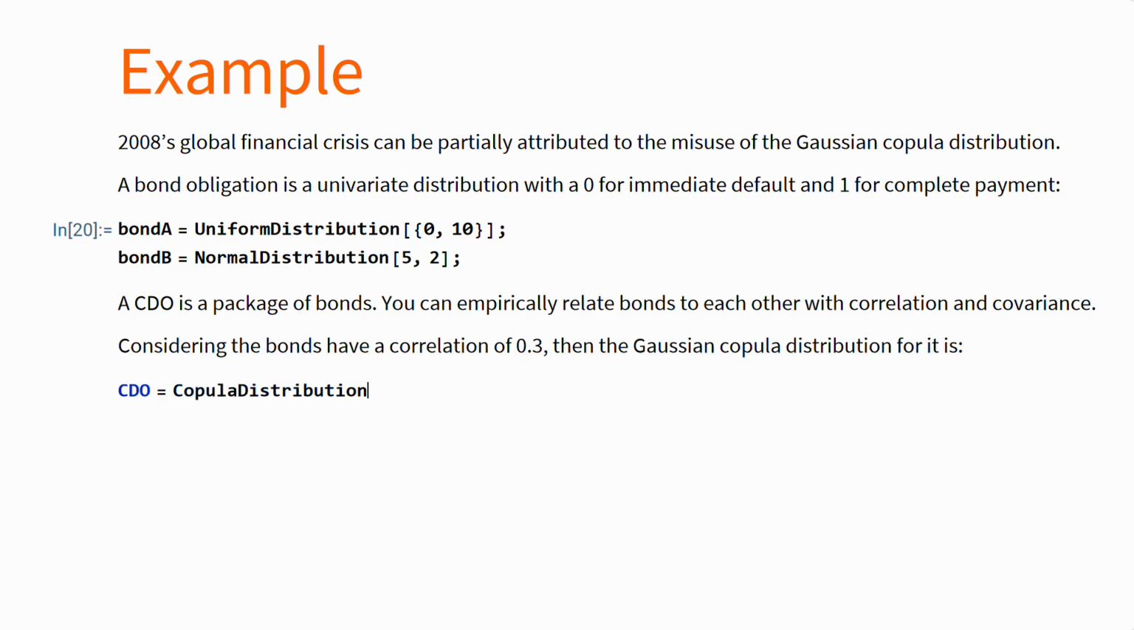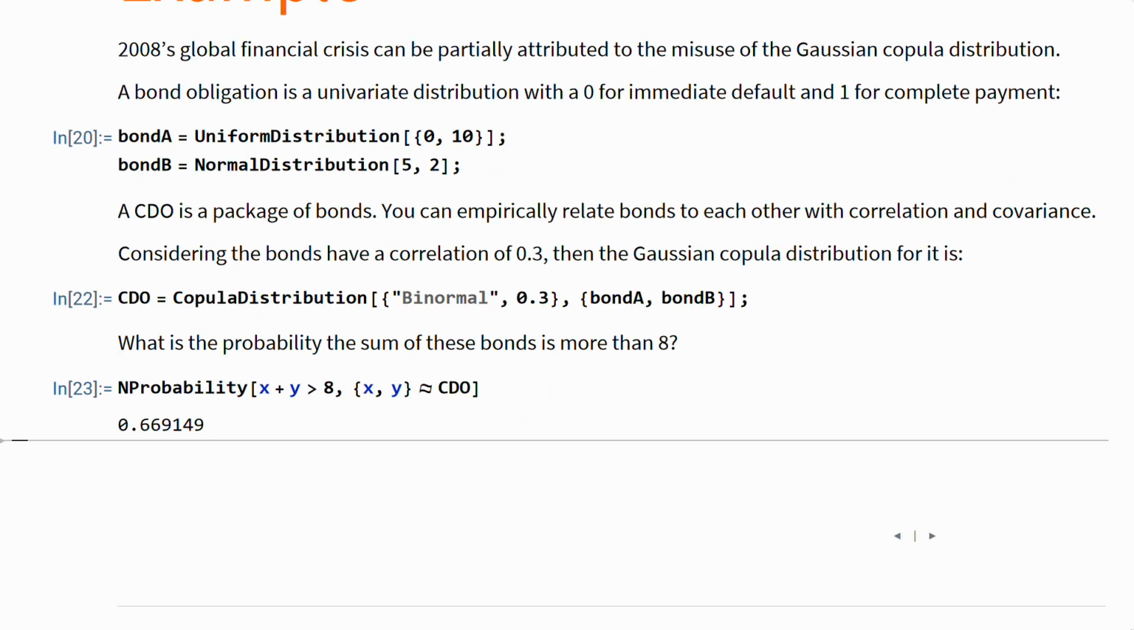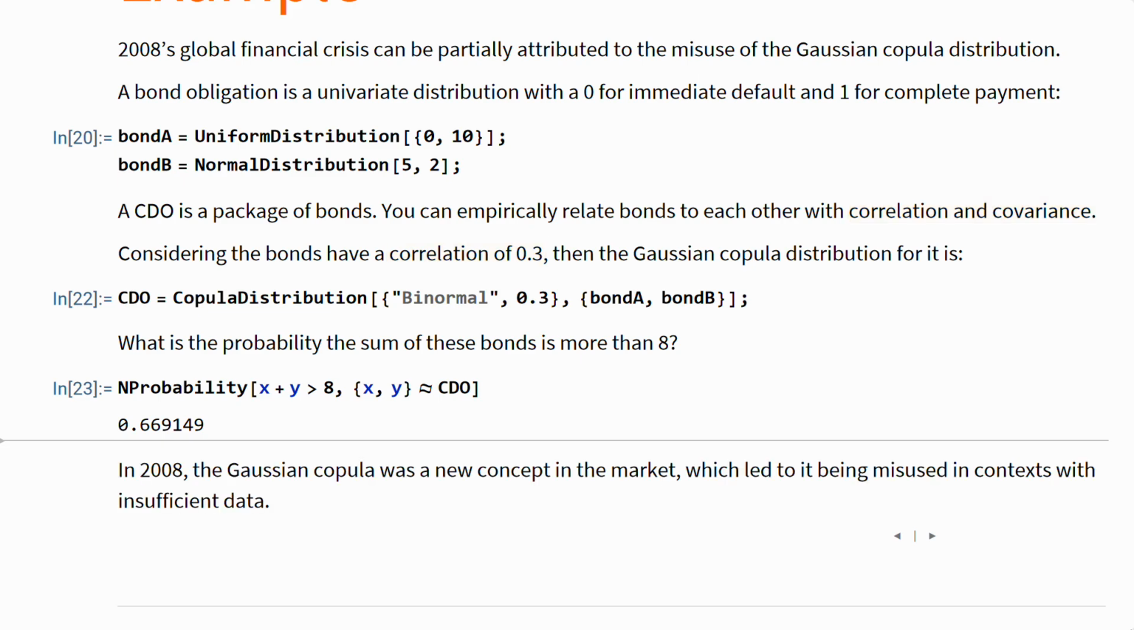So here, we're going to build a CDO and use the binormal kernel to form the distribution. What is the probability the sum of these bonds is more than 8? Take the probability of the bonds sum being more than 8 as distributed in the CDO. Notice the variance of the bonds is determined from data. In periods of quick change, copula distributions are hard to maintain and don't update fast enough. So in 2008, the Gaussian copula was still a new concept to the market, which led to it being misused in the context of insufficient data at the extremes.